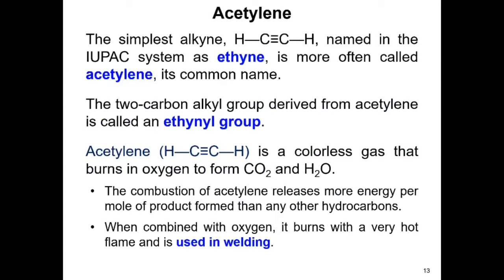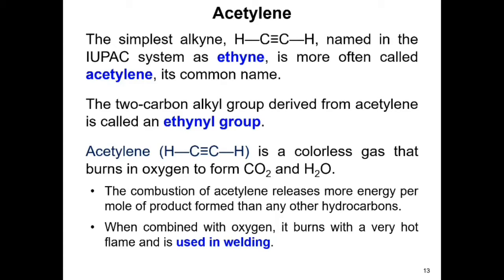So one example of an alkyne is ethyne. And this is actually the simplest alkyne because it only contains 2 carbon atoms that are triple bonded to one another. Its more common name is acetylene. This 2 carbon alkyl group, which is derived from acetylene, is known as ethynyl group. Acetylene is a colorless gas that burns in oxygen to form carbon dioxide gas and water vapor. And this is a combustion type of reaction.